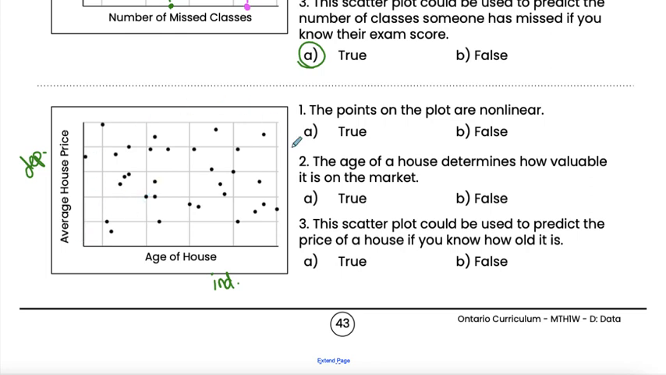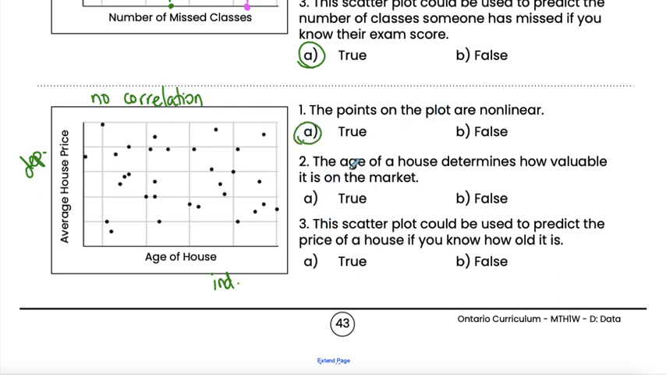Now, when we look at this slew of dots on this grid, it's hard to tell whether the dots are going up, whether they're going down, whether they're going straight across horizontally. They're all over the place. So this would be an example of no correlation. It's hard for us to determine whether the points are going up or down or something else in between. So this is no correlation. The points on the plot are nonlinear. So do they follow a straight line? No, they don't. So this would be true.